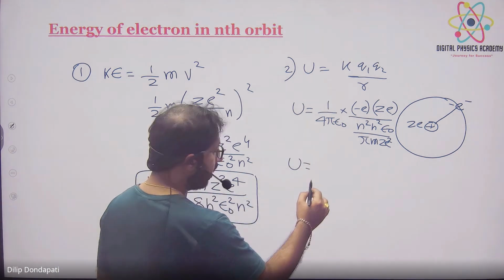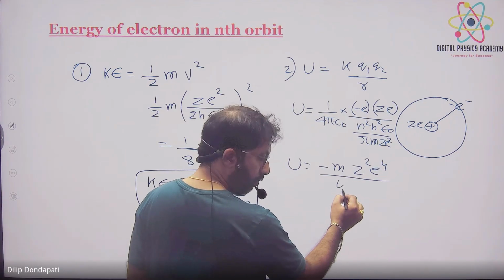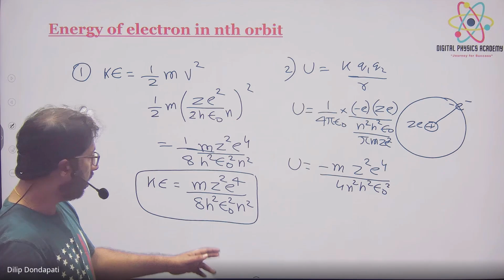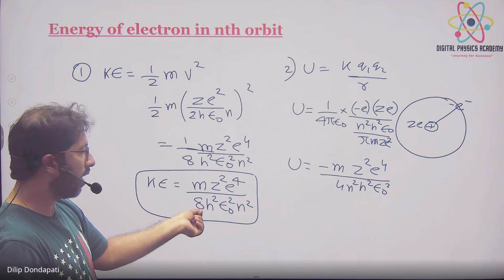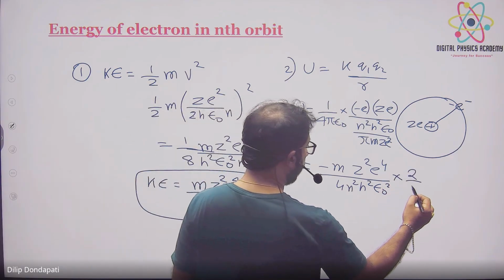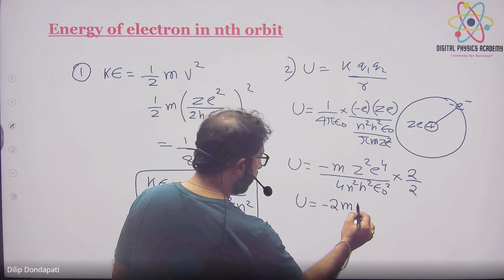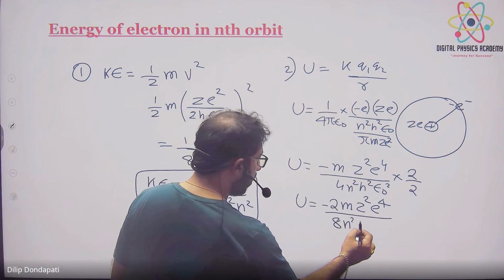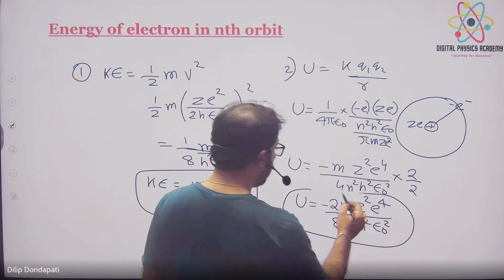If you substitute, you get minus m z square e power 4 by 4 n square h square epsilon square. So मैं क्या करूँगा? इधर ये दोनों if you see, numerator तो same है, denominator 8 आ रहा ना? To make denominator 8, I am multiplying and dividing by 2. Then total energy calculate करना easy हो जाएगा. So minus 2m z square e power 4 by 8 n square h square epsilon square. So this is the potential energy, but do not learn this formula by heart.